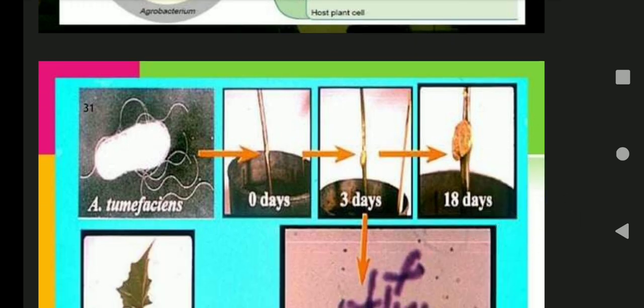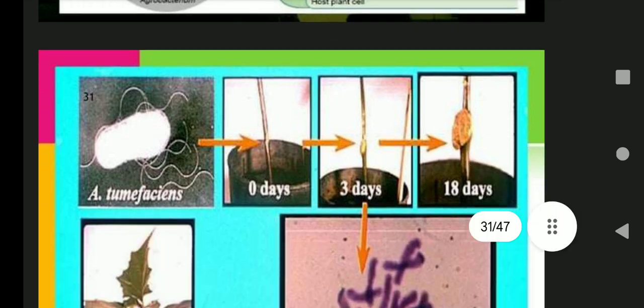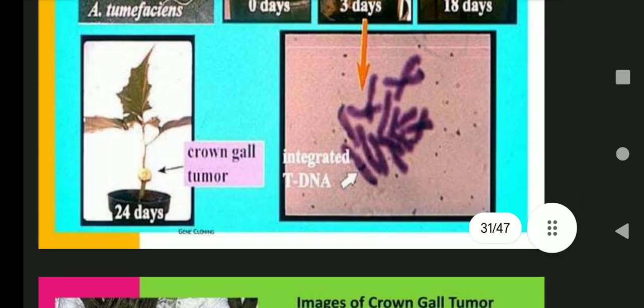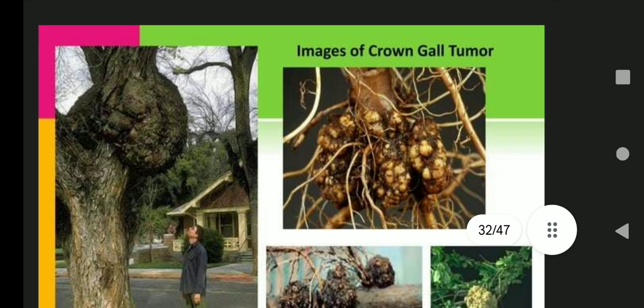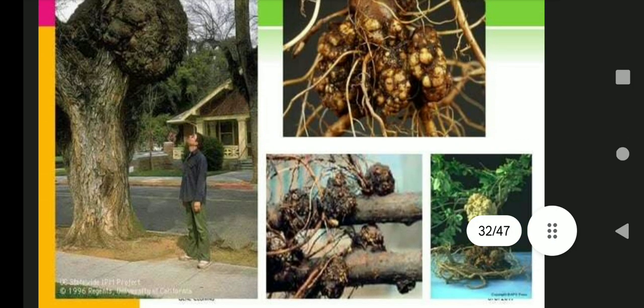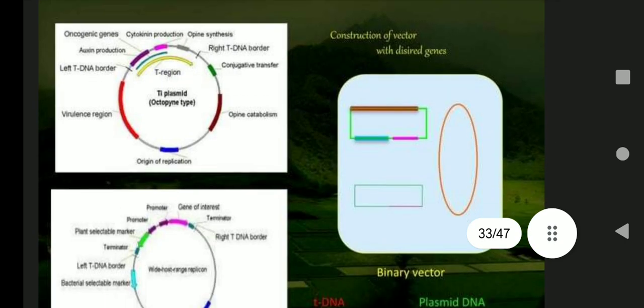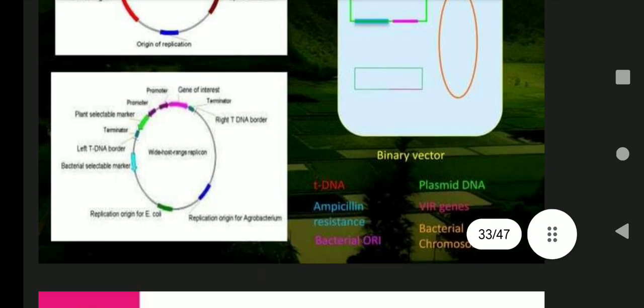At initial infection, day 0, after 3 days and 18 days, we can see the crown gall tumor formed by the integrated DNA. These are images of the crown gall in various plants and trees. The size gets bigger and bigger. So using this method, we are able to add our gene of interest.